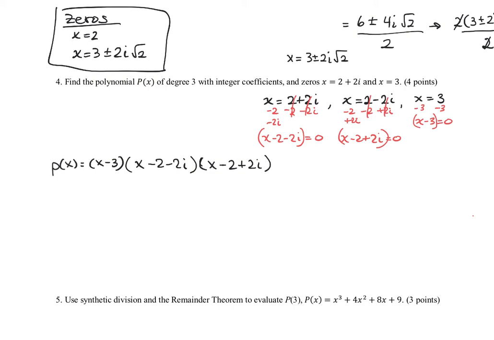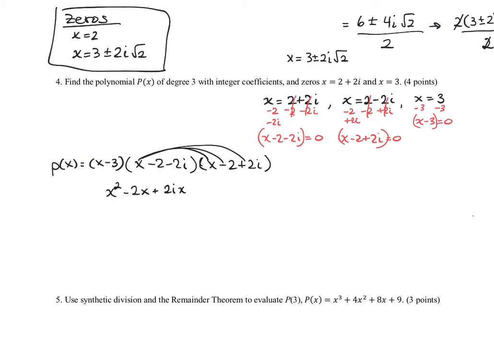Now we need to multiply these together to get it in general form. So I'm going to multiply the 2 factors together first that contain the imaginary parts. So just use the distributive property to multiply there. So the x times x is x squared, and then x multiplied by negative 2 is negative 2x, and then x multiplied by 2i is positive 2ix.